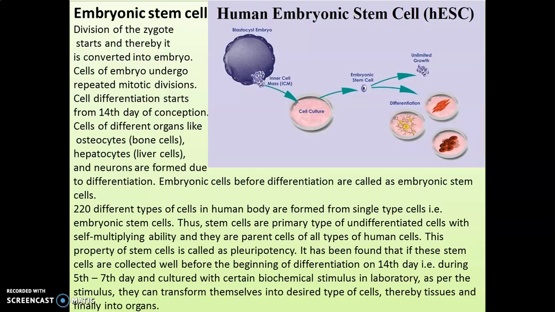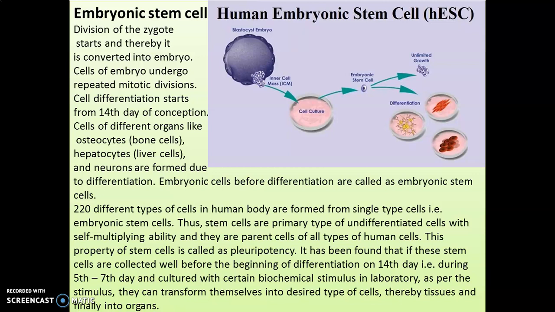Coming to embryonic stem cells. As I already told you, division of the zygote starts and thereby it is converted into an embryo. In the diagram, we can see the embryo, which is again a mass of cells. Cells of the embryo undergo repeated mitotic division. So by mitosis, the number of cells is increasing.